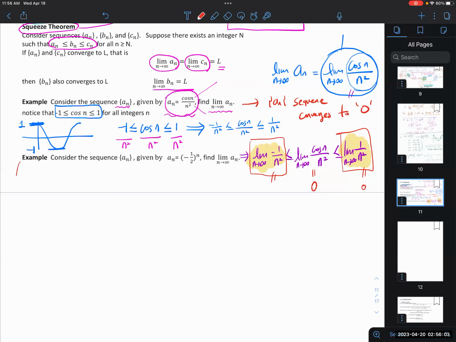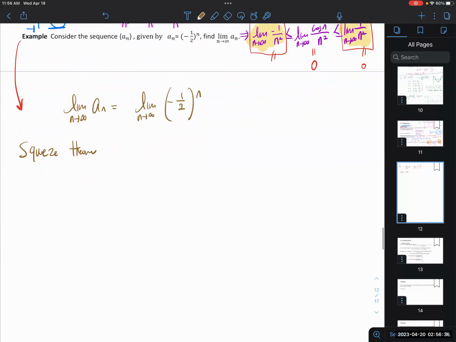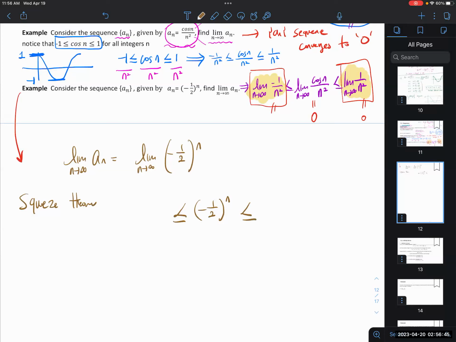One more example here. So I want to know, given a_n equals -1 to the n over 2 to the n, whether it is convergent or divergent. So I'm going to use the squeeze theorem. What happened is you have to find two other functions with the same order. So first of all, you can think about it this way: -1 to the n over 2 to the n is going to be in the middle. And then you have another order.